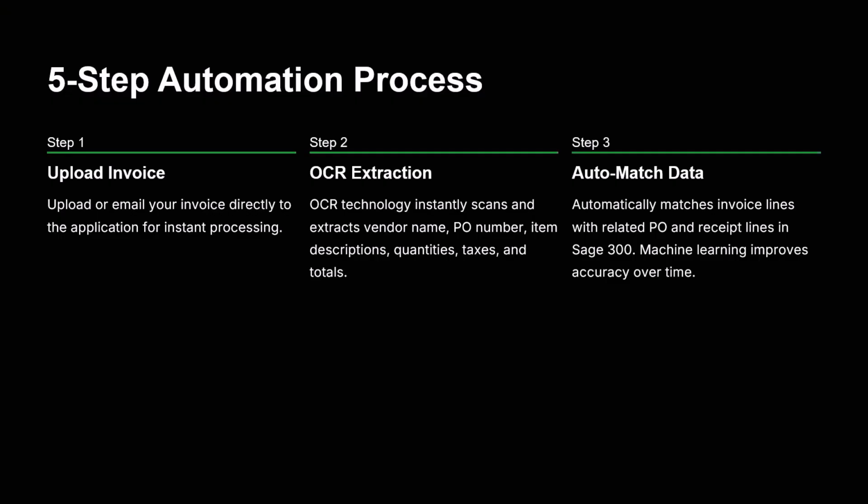Auto-match data. At this stage, you'll go through the invoice lines that have been recognized by OCR in the previous step and match them to the corresponding goods receipt lines in Sage 300. This step helps make sure every item on the invoice lines up with what was actually received. It's a quick way to spot any discrepancies and ensures your records are accurate before moving forward.